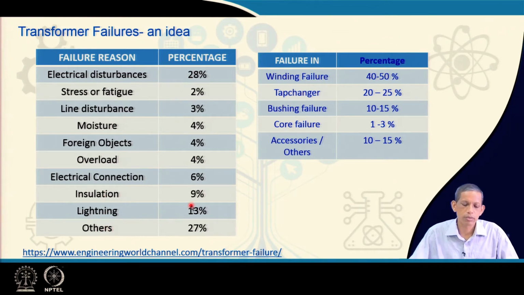So, these are percentages which lead to failure of a transformer. But finally, the failure happens in different components: the winding failure, tap changer failure, bushing failure, core failure and other accessories in the transformer. This is in terms of percentage, which gives us an idea of the general trend of transformer operation, what the different reasons are and where the fault happens to be.